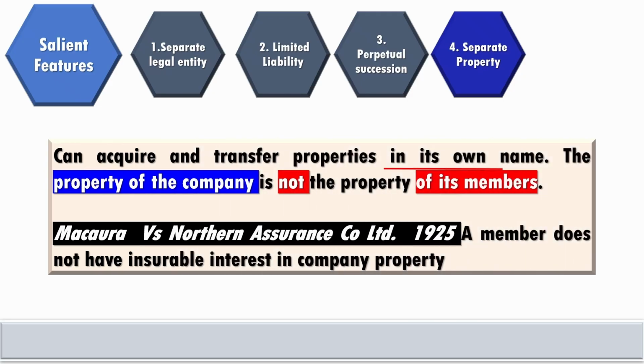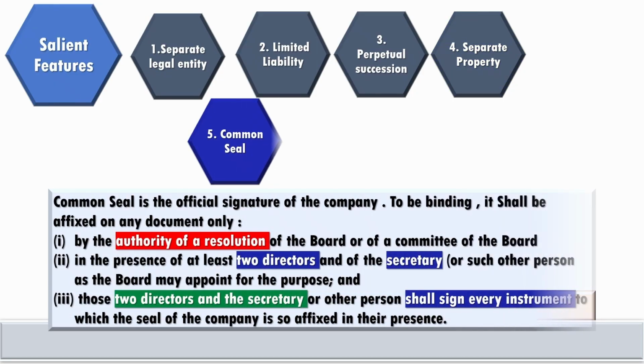Company can have property in its own name under the feature of separate property. Its properties are not that of the member. In Makawara versus Northern Assurance Company, the company's timber was insured by one of the shareholders who held the majority of the shares. On the timber being lost, the insurance company refused to pay compensation to the member for the simple reason the property was in the name of the company, not in the name of the member, and hence he cannot have an insurable interest.